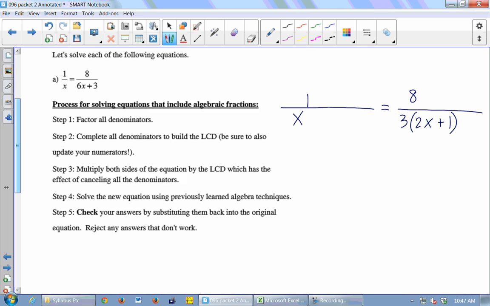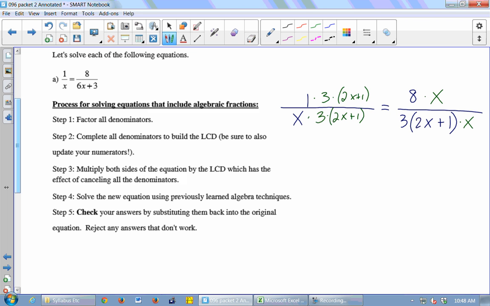Okay. So in this first fraction, does anything show up in the second fraction's denominator that's not in the first? Everything, yeah. So this has to get multiplied by 3 over 3 and 2x plus 1 over 2x plus 1. And then what's missing from the second fraction's denominator that's in the first? x. So I'm going to multiply by x on the top and the bottom.